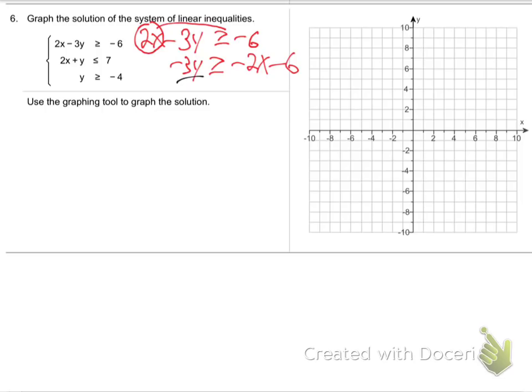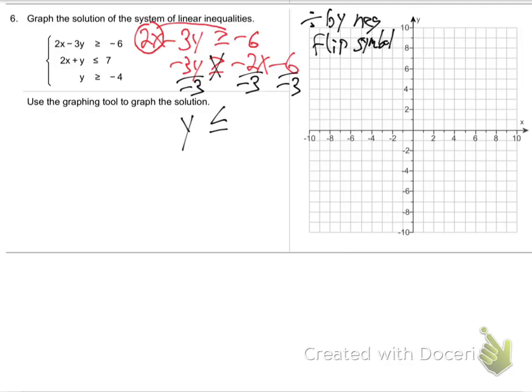And now I'm going to get y alone by dividing by negative 3. But remember, when you divide by a negative, flip the symbol. So I gotta turn this symbol the other way. So what do we get? Two negatives cancel to be positive. Let me keep it red so we're clear what the color is. So it goes the other way. So 2/3 x, and this is going to be plus 2, right? The two negatives make positive.